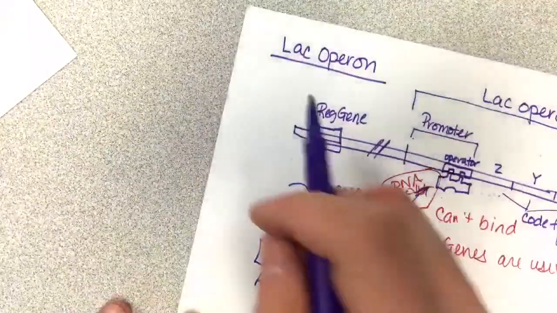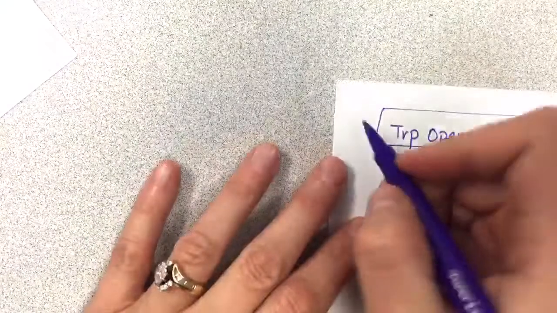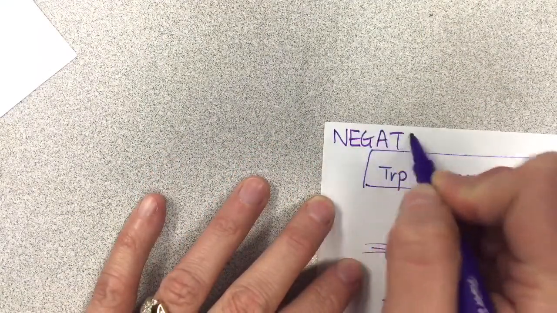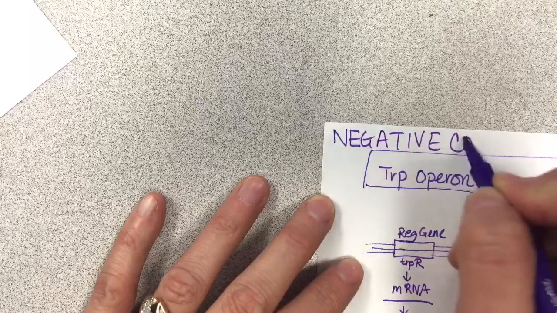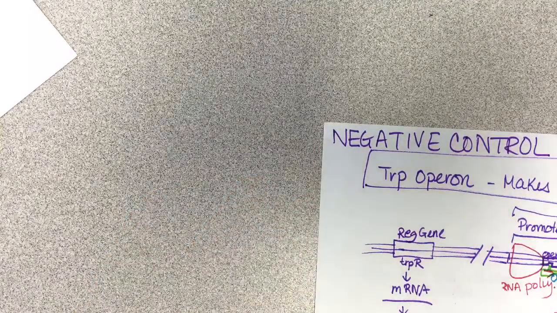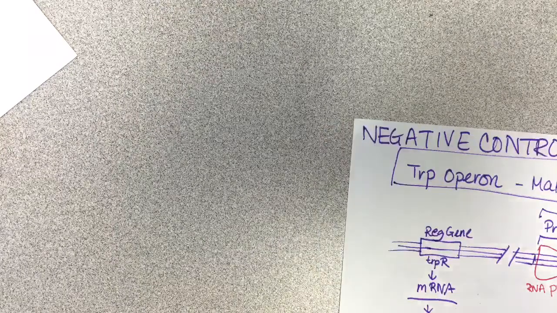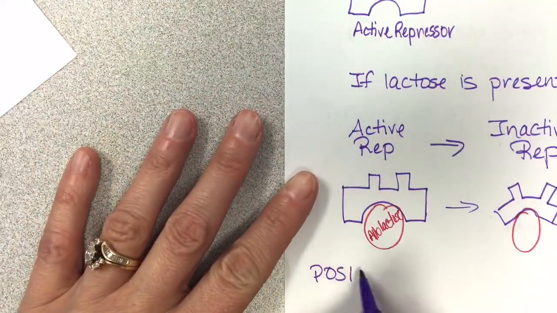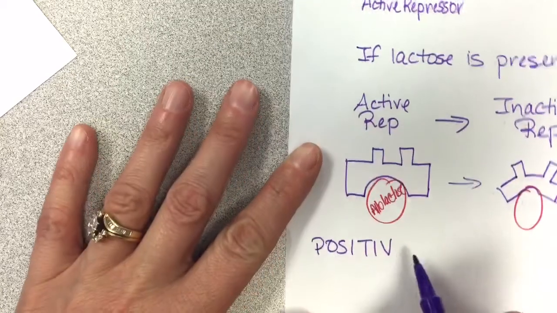Now both of these, the Lac Operon and the Trp Operon, are considered what's called negative control, because it's the repressor that will repress the genes. What we're going to look at next is moving on with the Lac Operon, which also gives an example of positive control.